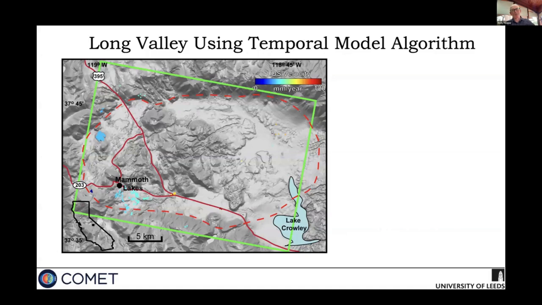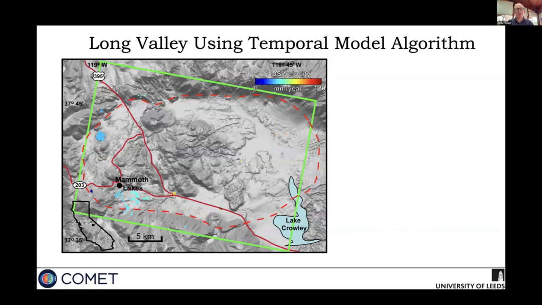So I actually started thinking about this during my PhD. I was looking at Long Valley Caldera, a large volcano or volcanic complex in California. I applied a PS method, and these were the points I got. So I got some points in a town called Mammoth Lakes, and I got some points on a nice obsidian dome, which turned out to be very coherent, but nowhere else.